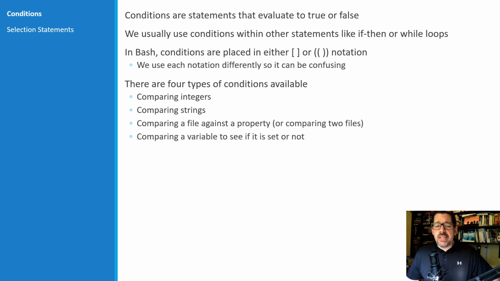Conditions are always going to be placed either in square braces or in double parentheses, and it really depends on what type of condition it is whether you're going to use one or the other. An easy way to remember is the square braces are generally used for string comparisons, whereas the double parentheses are generally used when you're working with integers, numbers, and things like that. So that's the primary difference.